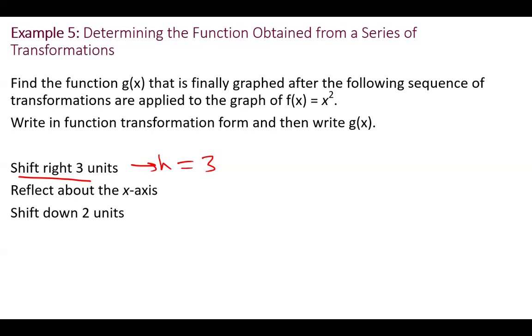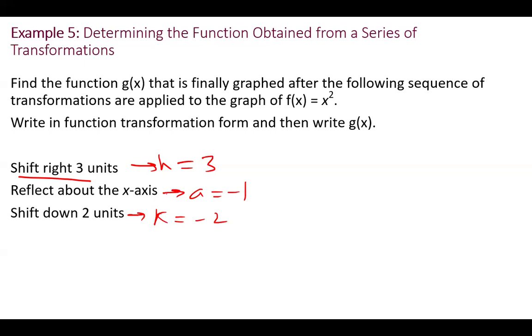Next, reflect about the x-axis. If I want to reflect about the x-axis, what is it telling me? I'm changing the y value. Changing my y value means which one of my variables? My a. So my a has to be at least -1. And then I'm shifting down 2 units. That's going to be my k variable, and k is going to equal what? I'm going down, so -2.